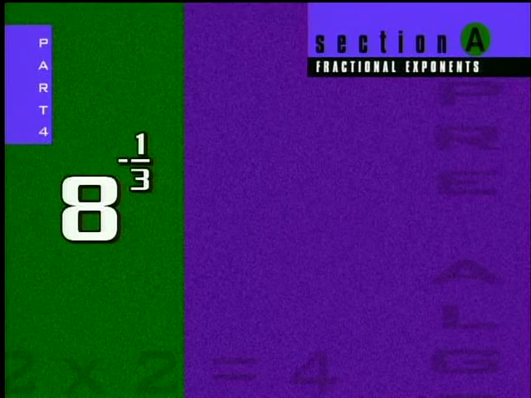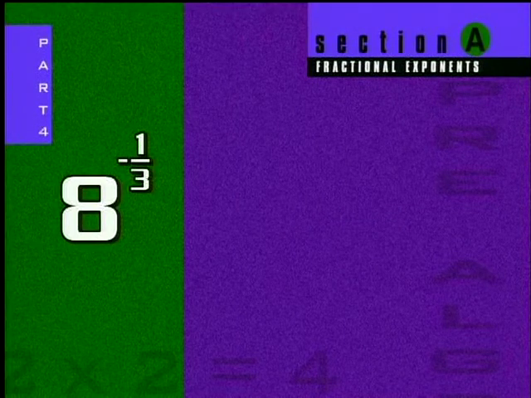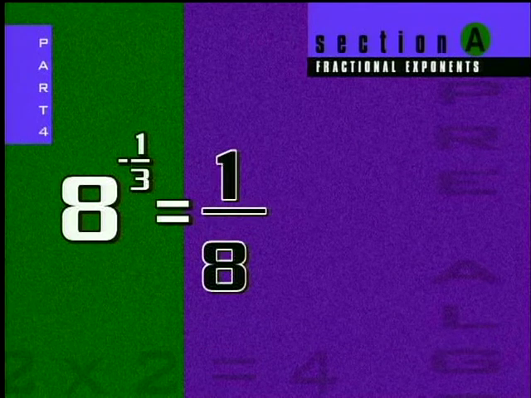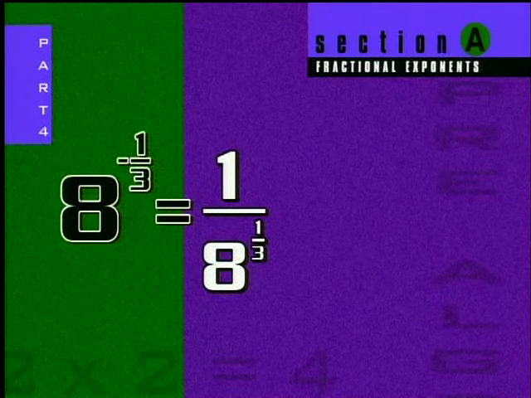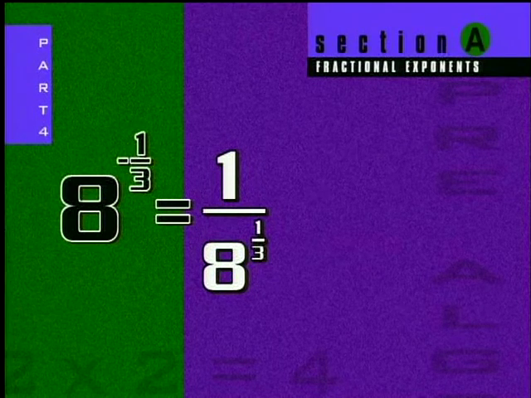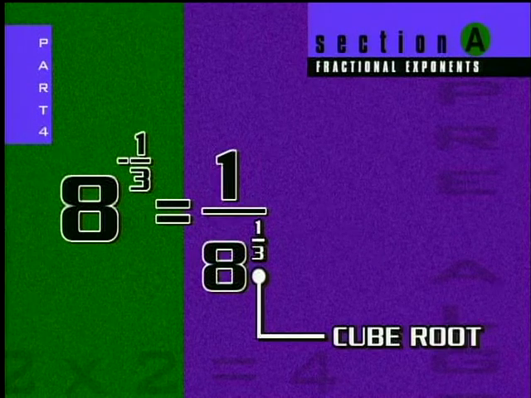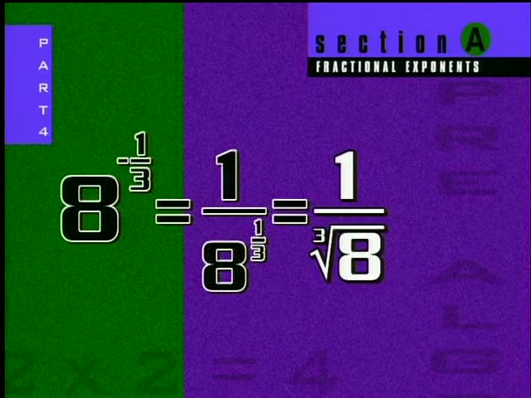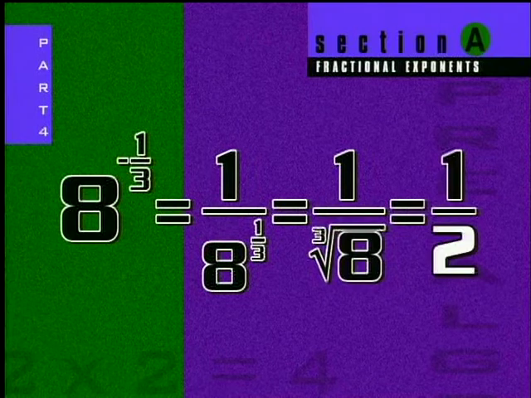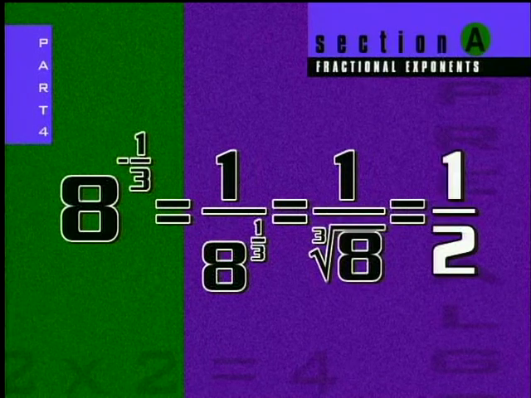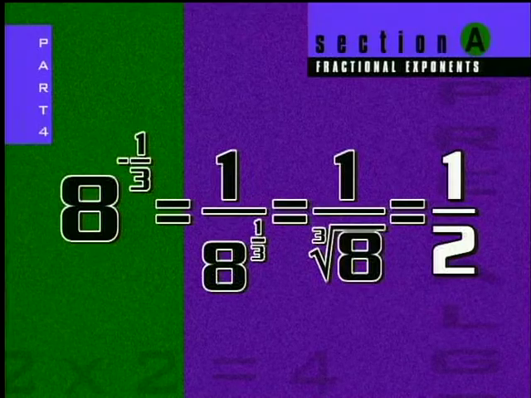Check out this next item. Let's say we have 8 to the negative 1/3 power. The rule says we can take the reciprocal of the base number, giving us 1 over 8, and make the exponent positive. So we get 1 over 8 to the positive 1/3. We know that the 1/3 power also means the cube root, so we get 1 over the cube root of 8. But we're not quite done because we can take the cube root of 8 and simplify it to 2. So, when all is said and done, we've got 1 over 2, or 1/2.